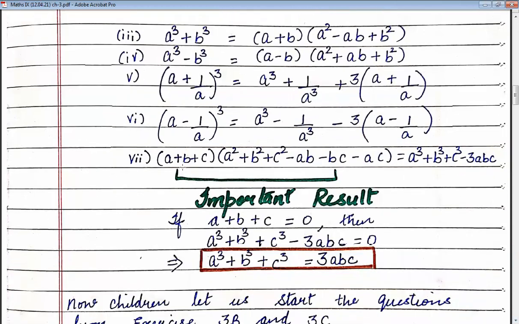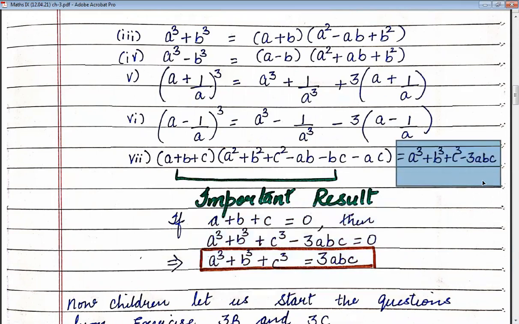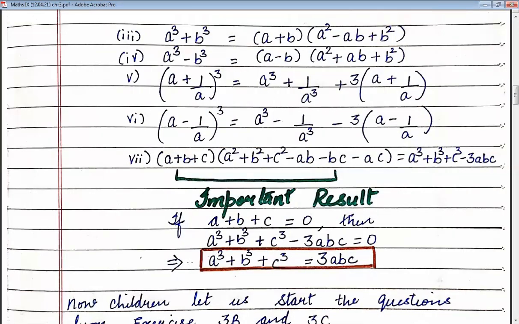If you are given a, b, c, and if you add them and your answer is 0, then the expression a cube plus b cube minus 3abc is equal to 0. Now, if you take 3abc to the other side, your answer will be a cube plus b cube plus c cube is equal to 3abc.